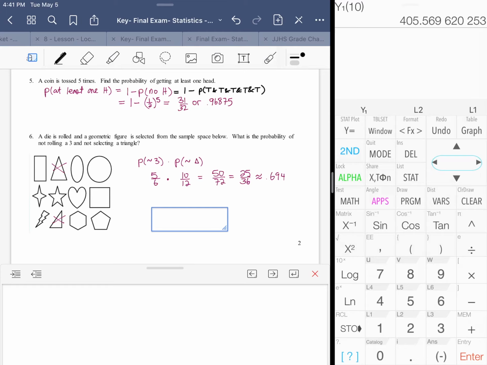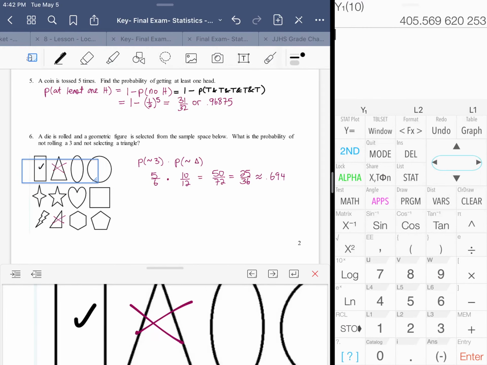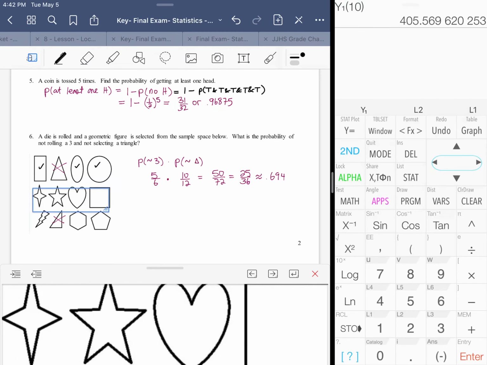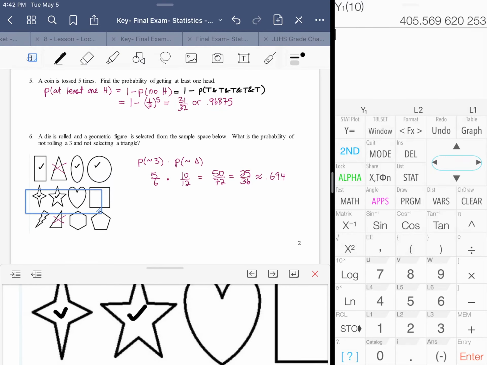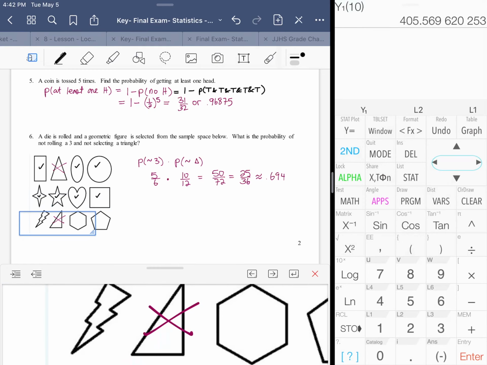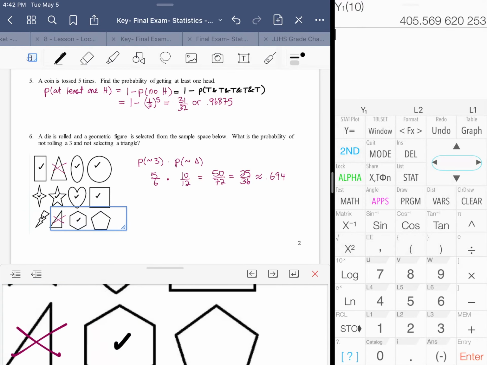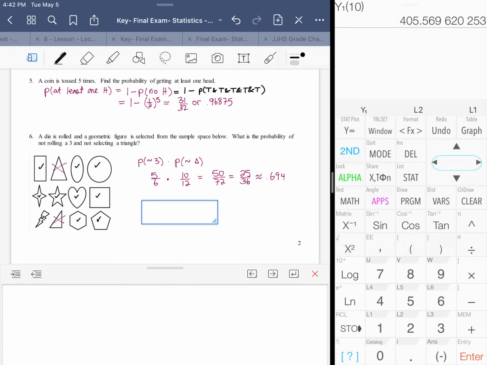Number 6, a die is rolled and a geometric figure is selected from the sample space. What is the probability of not rolling a 3? We roll a 6-sided number cube. The outcome of a 3 is 1 outcome out of 6 available. We don't want that 1 outcome, which means we want the other 5. And the probability of not selecting a triangle, so we want everything else except for the triangles, would be 1, 2, 3, 4, 5, 6, 7, 8, 9, 10.